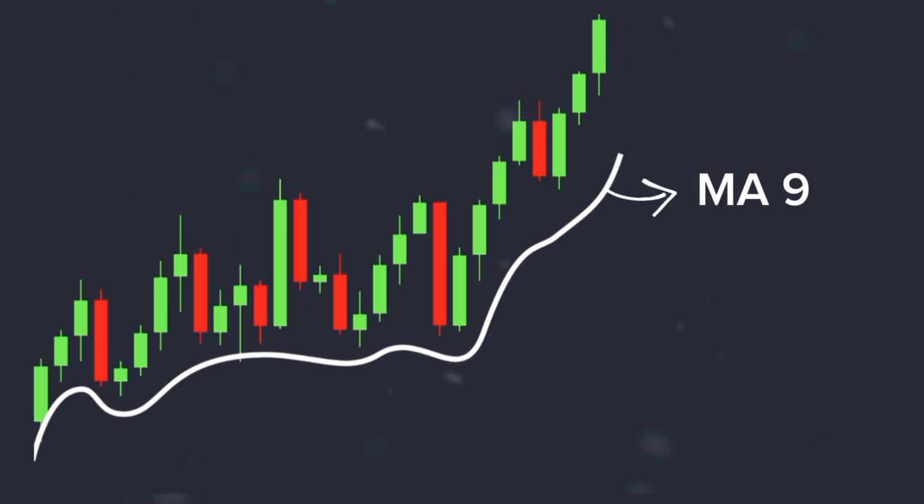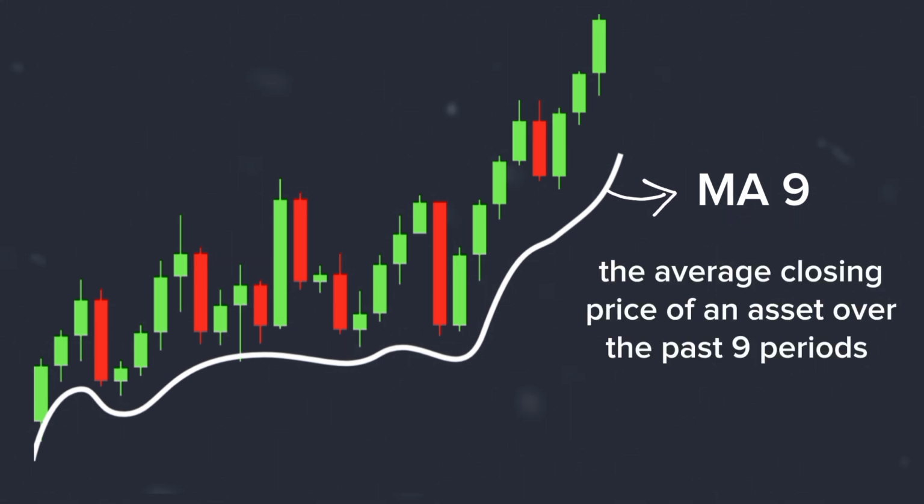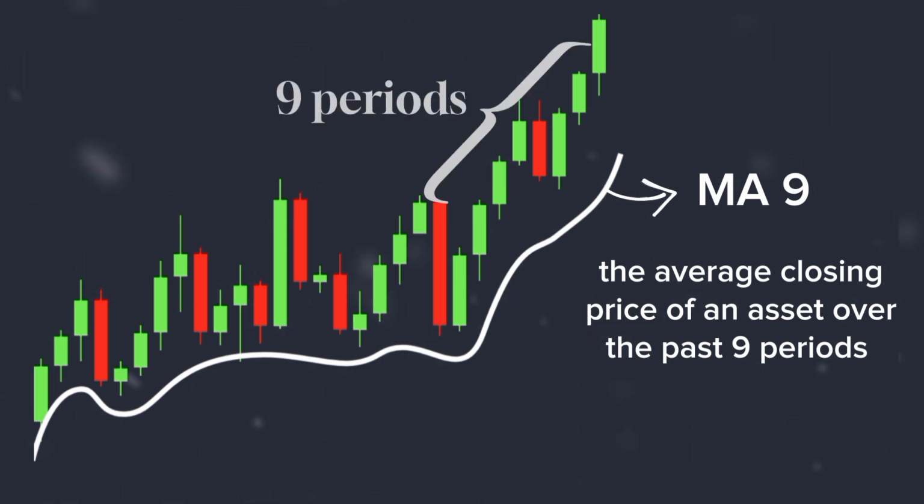For example, the 9-period moving average, commonly referred to as MA9, is a short-term moving average, which calculates the average closing price of an asset over the past 9 periods, such as days, hours, or minutes, depending on the chart's timeframe. By doing so, it filters out short-term fluctuations and noise, helping traders focus on the overall trend.